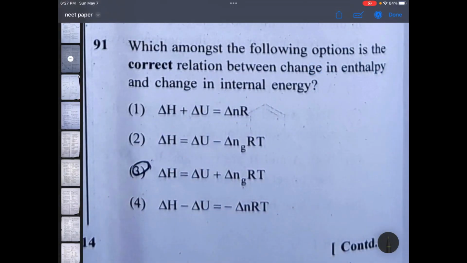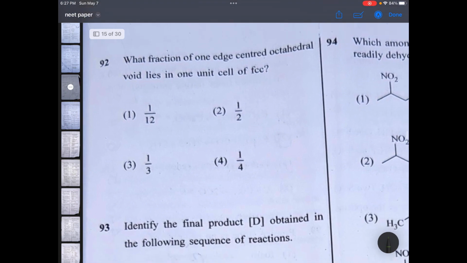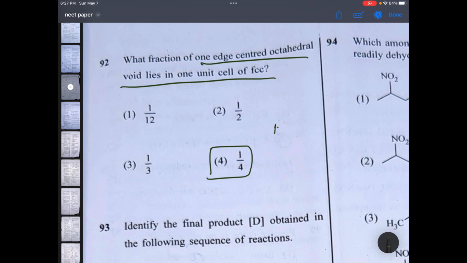Which among the following options is the correct relation between the change in enthalpy and change in internal energy? First law of thermodynamics, delta H is equal to delta U plus delta n, number of moles of gas, RT. What fraction of one edge-centered octahedral void lies in one unit cell? That is 1 by 4. We know each edge 1 by 4.